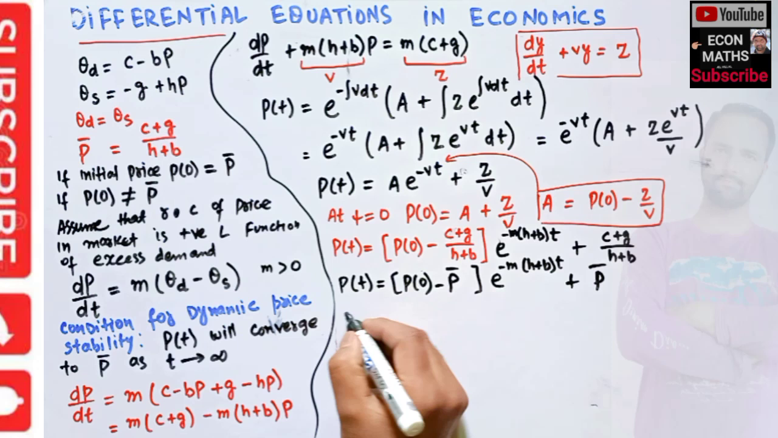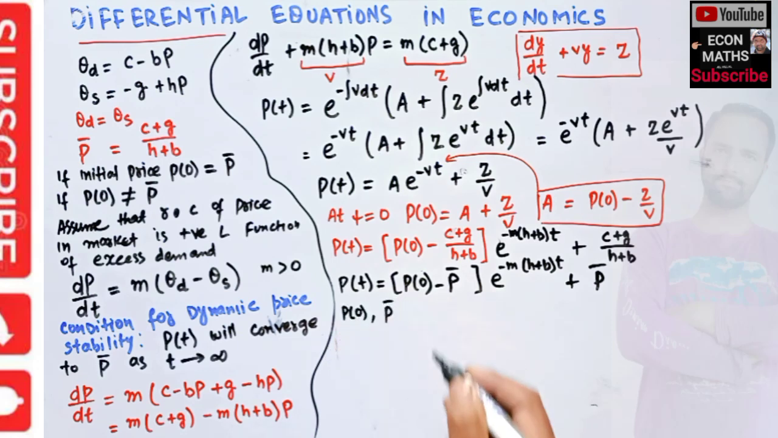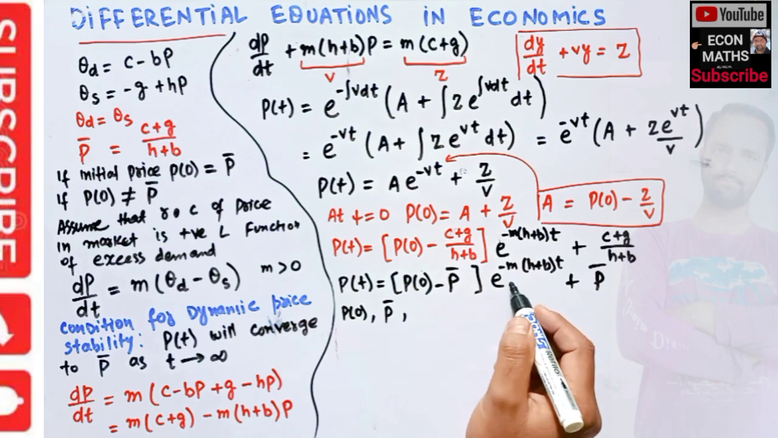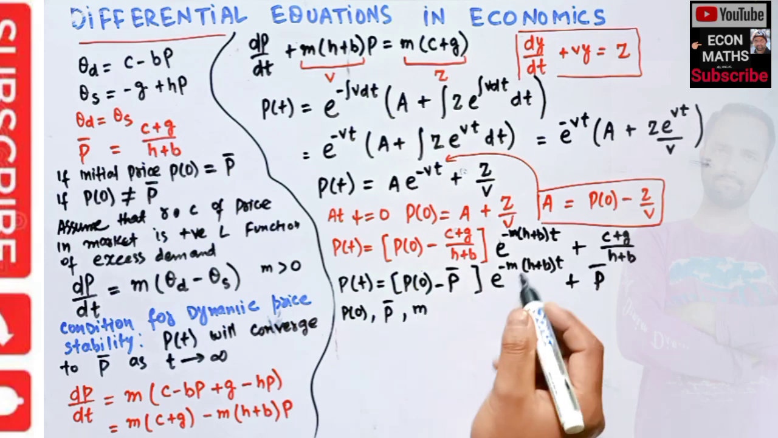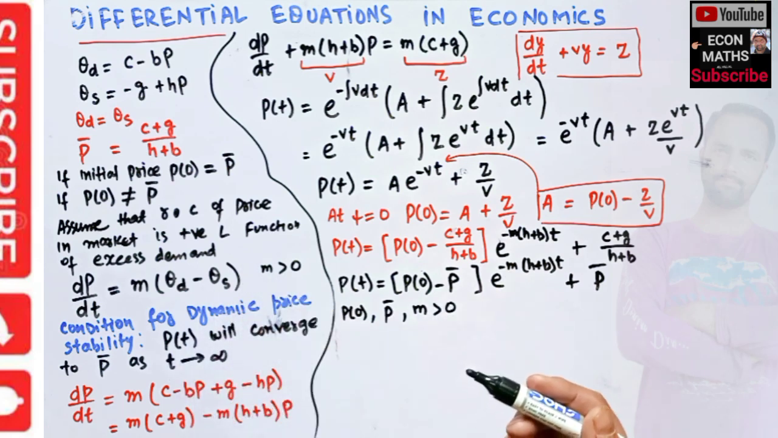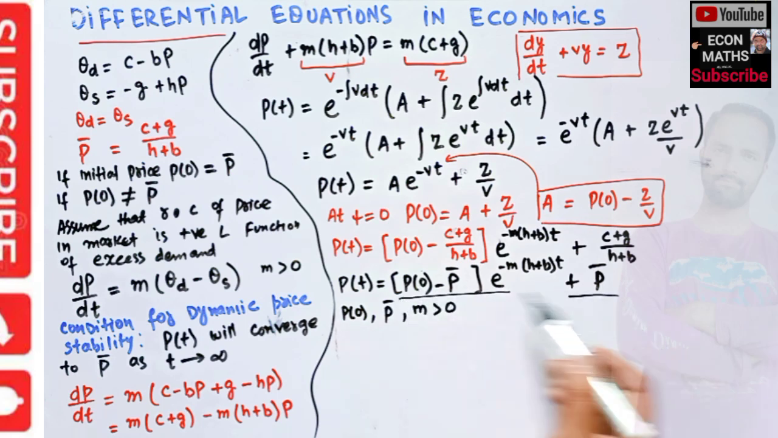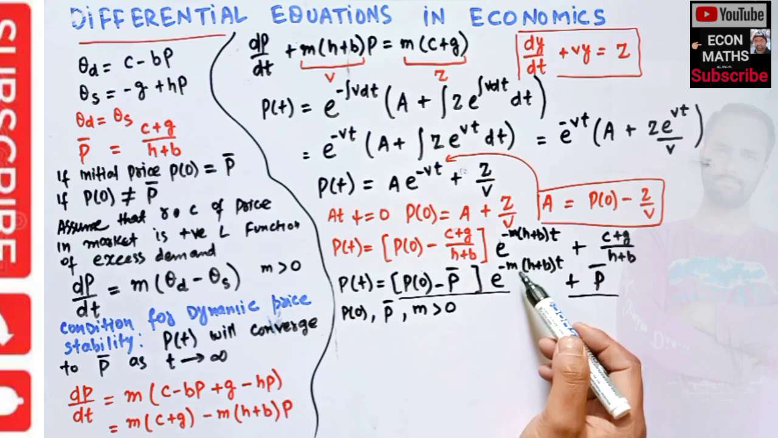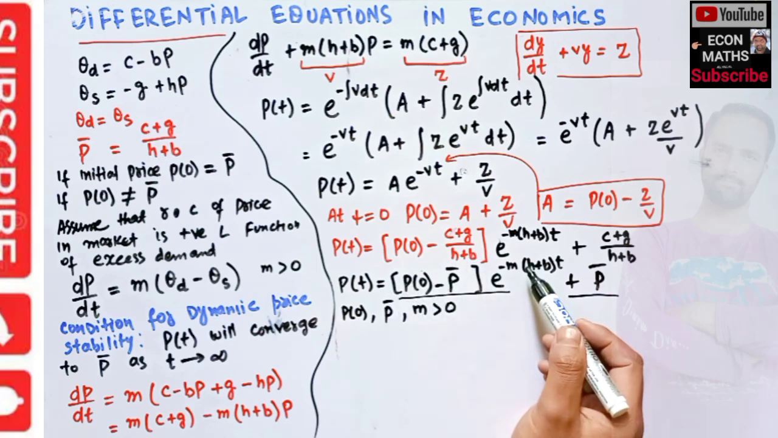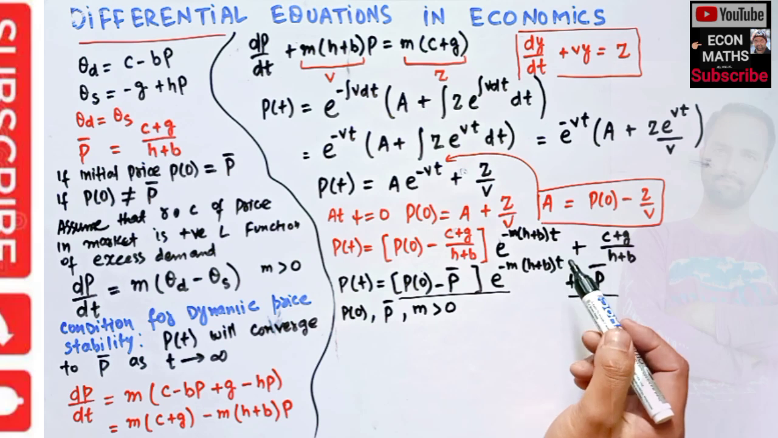Now here you can see this initial price is greater than 0. Our equilibrium price will also be greater than 0, and this m is also greater than 0, we have assumed it earlier. Now you can see we have two terms here, this is the first term, this is the second term. This first term on the right hand side will converge to 0 when t tends to infinity.